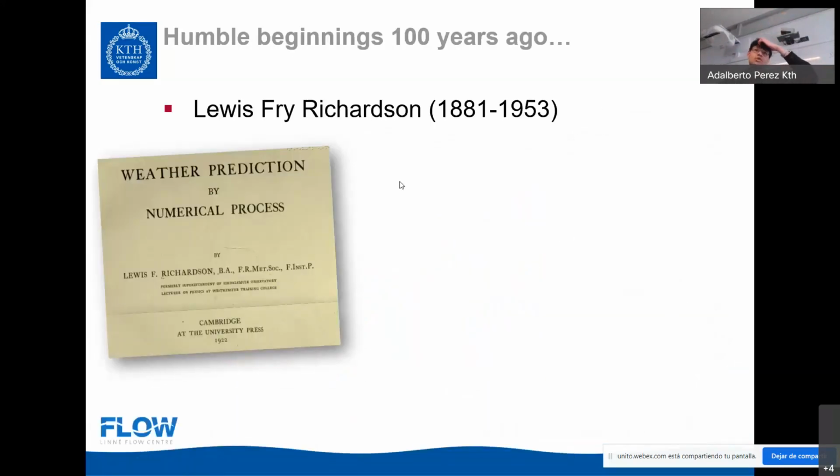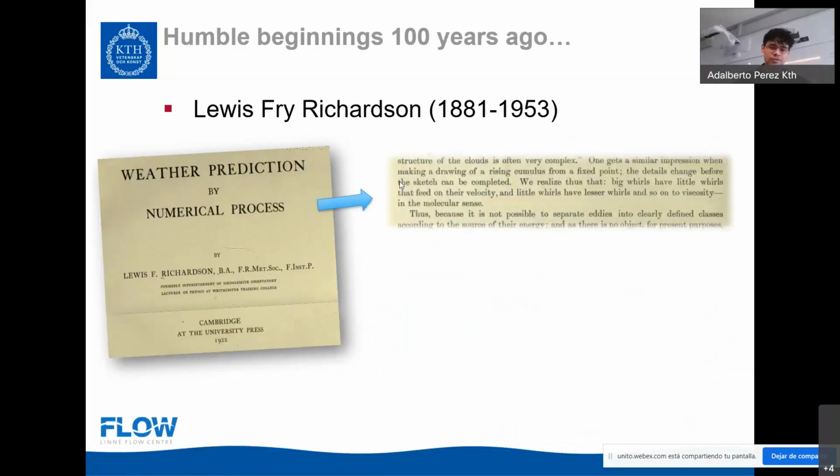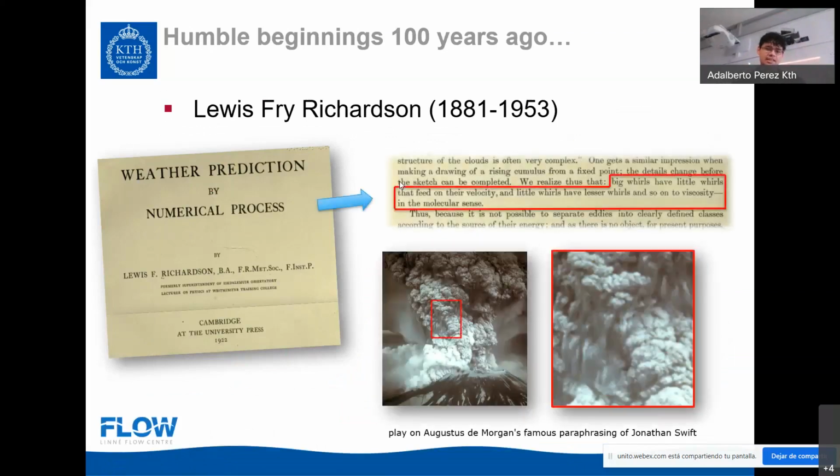So solutions of turbulence by means of numerical methods started about 100 years ago. Back then, we didn't have MPI, we had people, so people were solving the equations by hand. It was started by Lewis Fry Richardson, for weather predictions in that case. Actually, turbulence is also relevant for weather prediction.